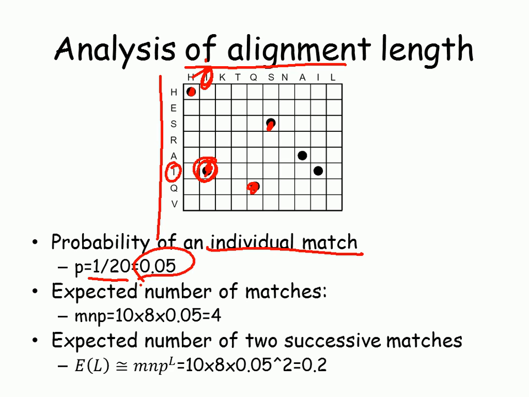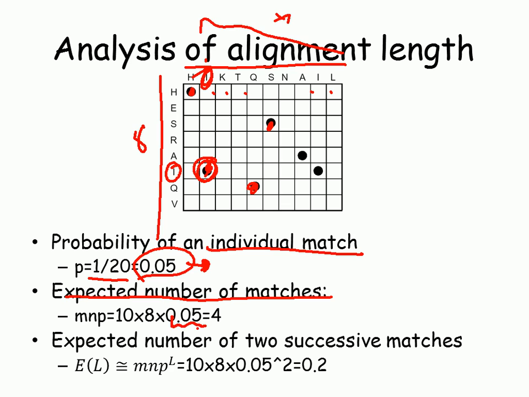So you have 1 over 20 chances of having an identical hit. So P equals 0.05. The expected number of matches is the probability of a single match multiplied by how many times this could happen. So how many times can that happen? That is the number of cells, and that is the length of one protein multiplied by the length of the other protein. So this protein has 10 residues, the other one has 8. There are 10 times 8 cells in this table.